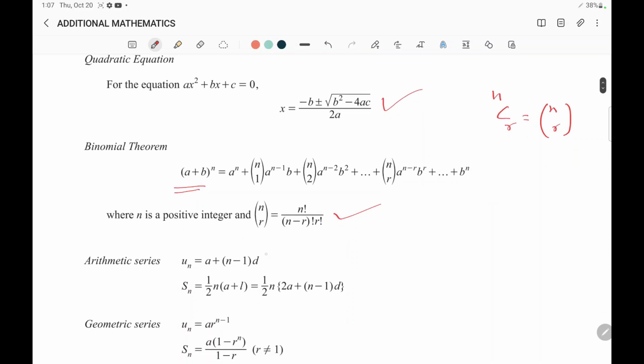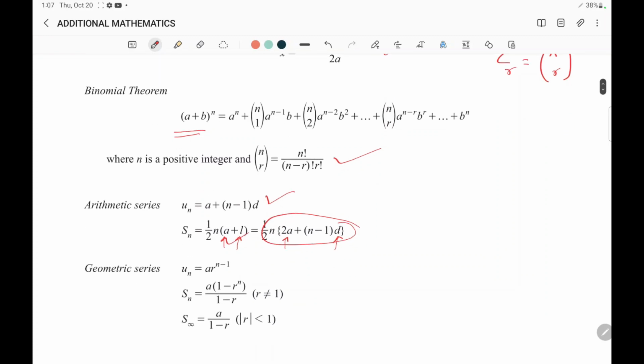This is the arithmetic series. This is the nth term. This is the sum up to n terms of the arithmetic series, where the first term is given and L means the last term is given. Or we can apply the Sn formula when the first term and the common difference are given. This is the geometric series, where the nth term is this.